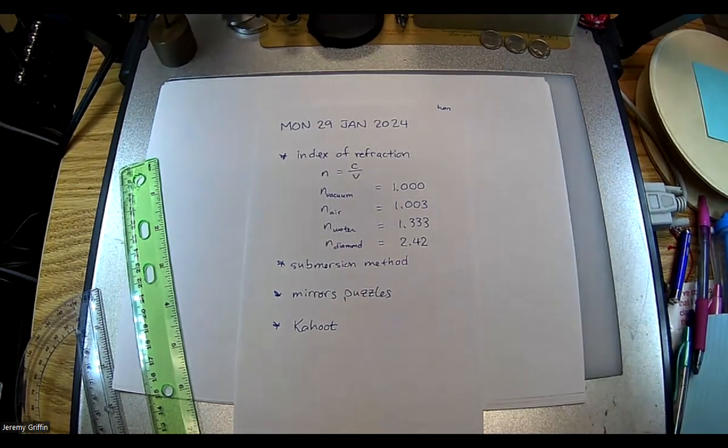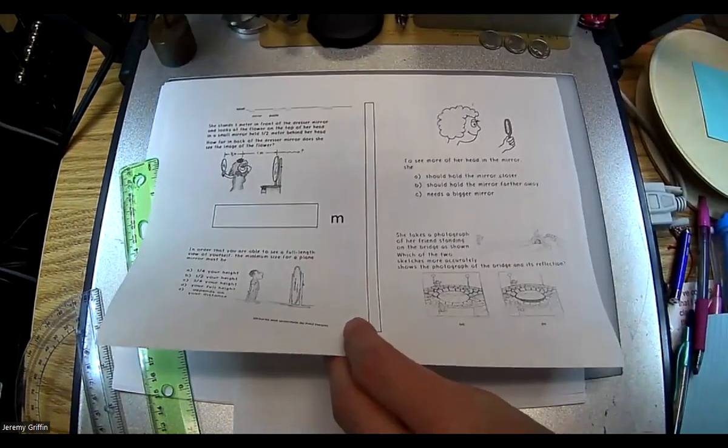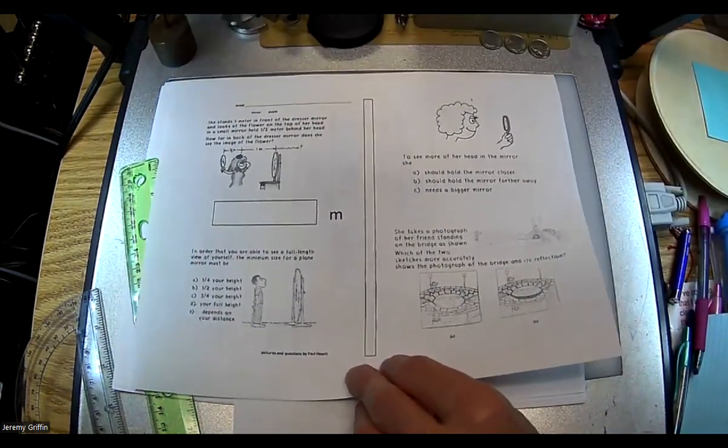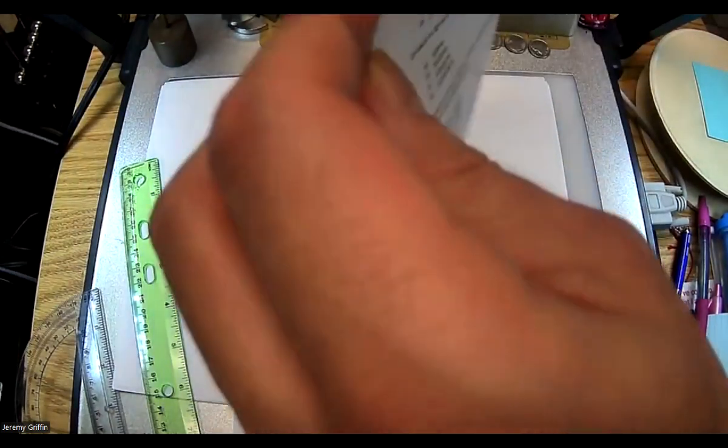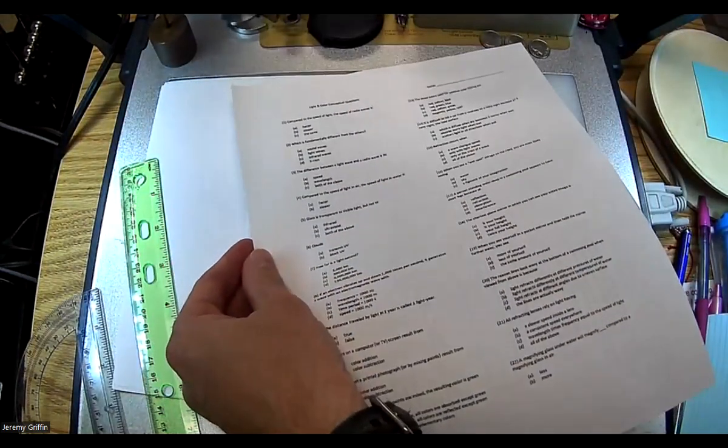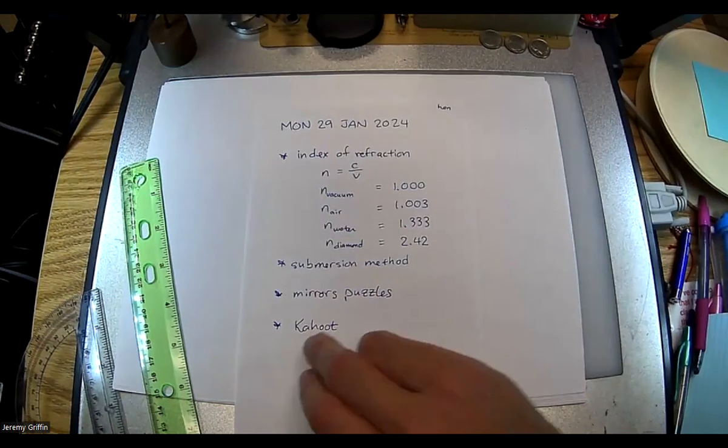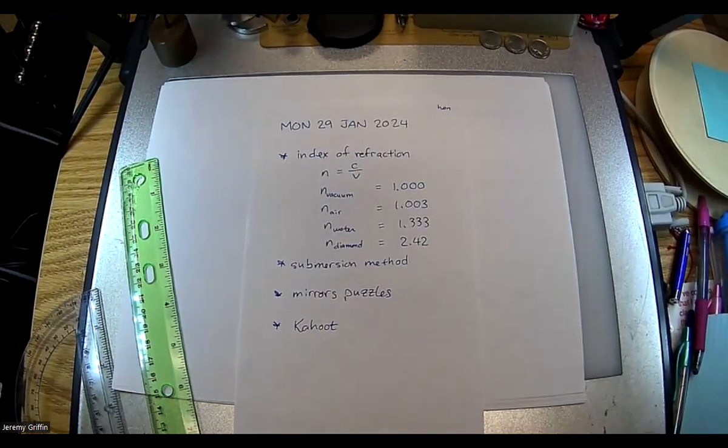I gave you guys a page before I hit record that has some mirror puzzles on it. We'll go through these 4 puzzles straight out of the Kahoot materials. Then on the flip side of that paper are conceptual questions, and we'll do a Kahoot near the end of class. That'll be a wrap on today.